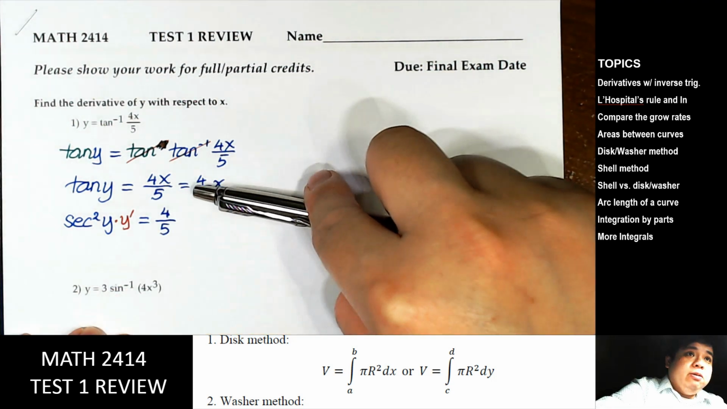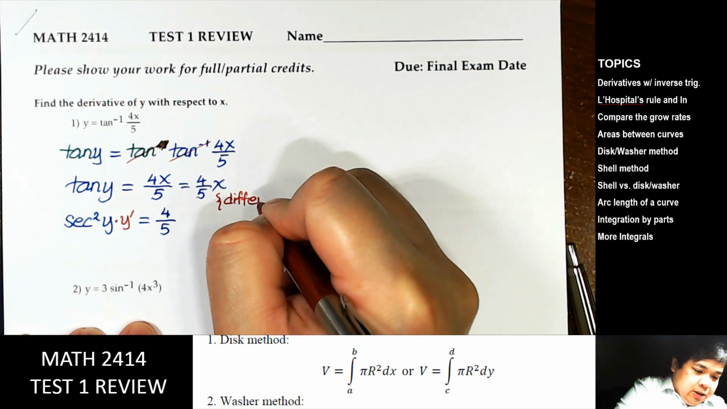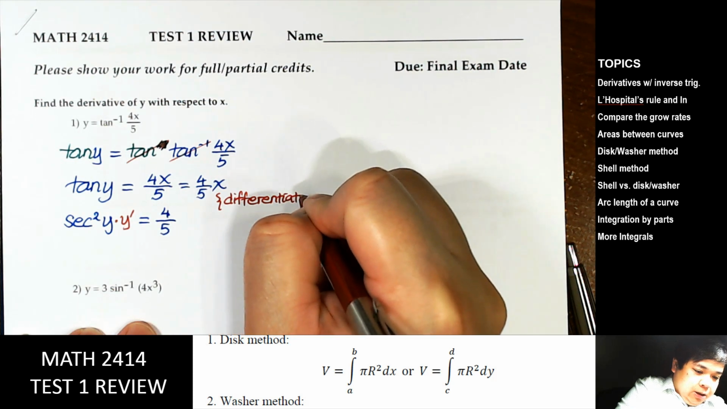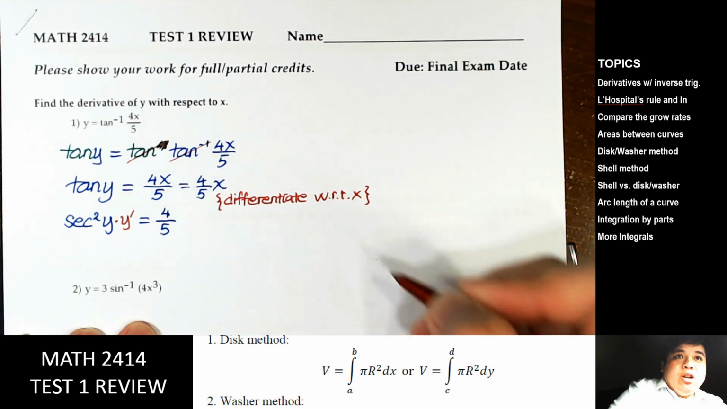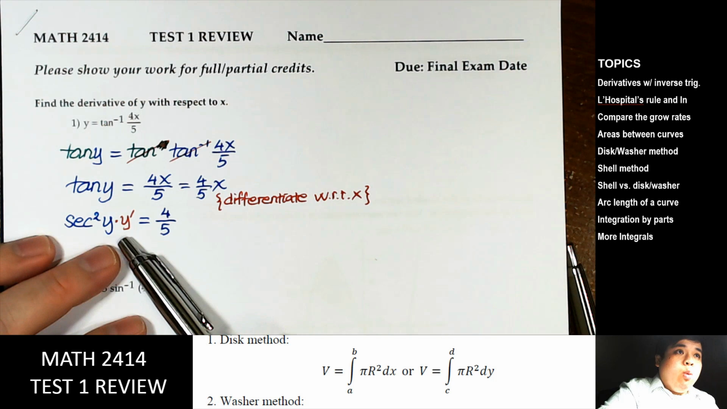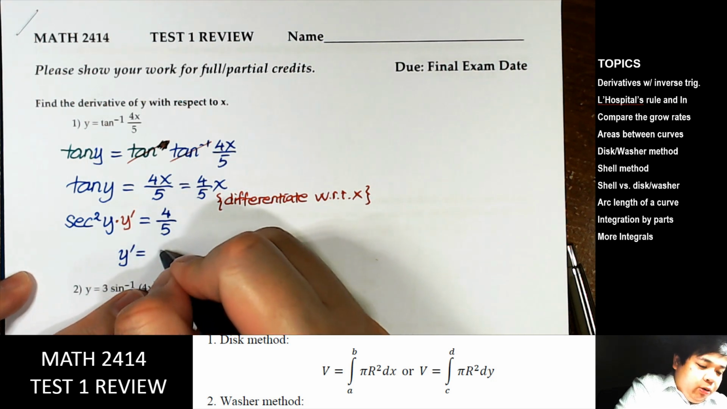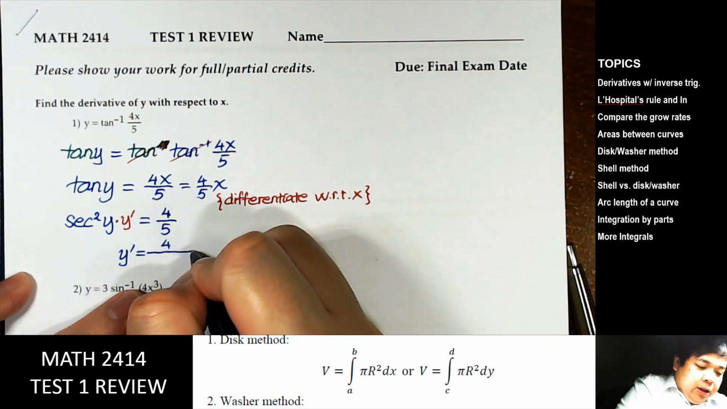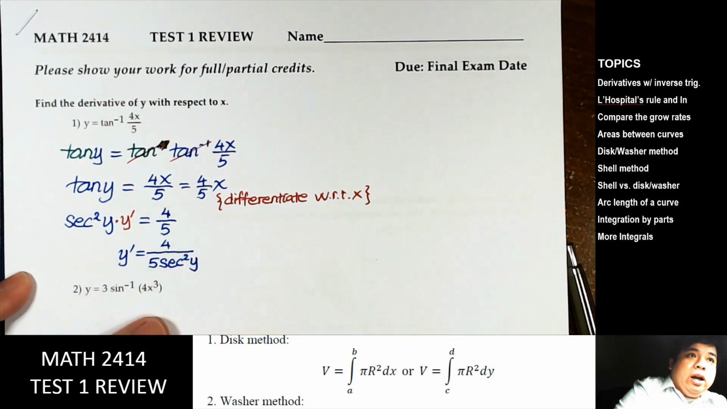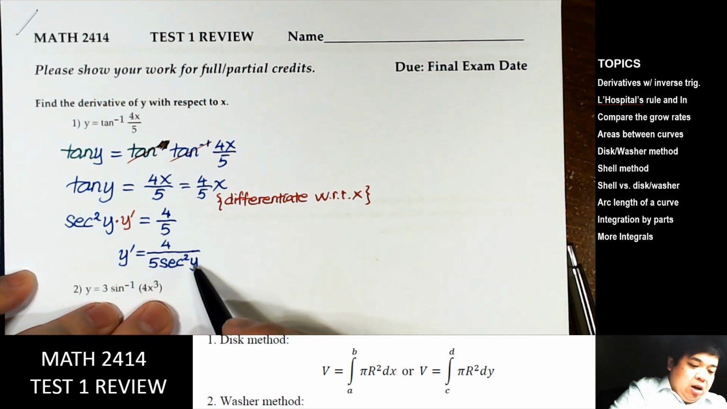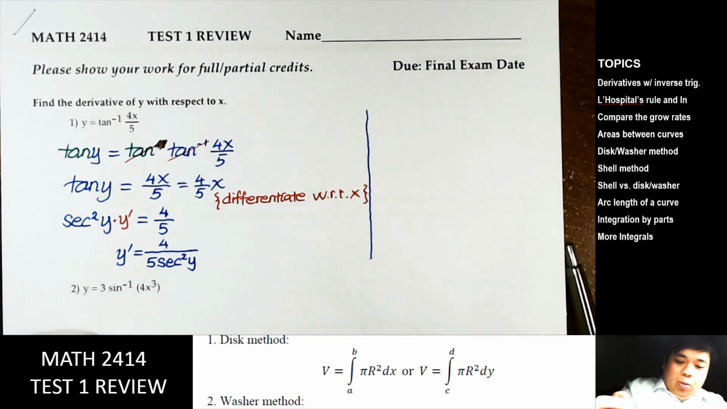Alright. So we'll take the derivative from here to here. We'll differentiate with respect to x. And then when we solve for y prime, it is going to be 4 over 5, and then we have the secant square of y at the bottom. Right. We just need to determine what is secant of y and secant of y square.